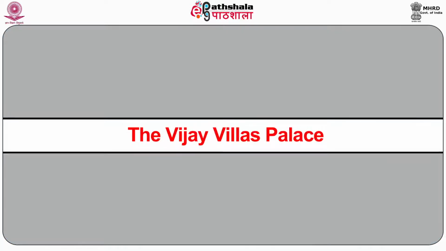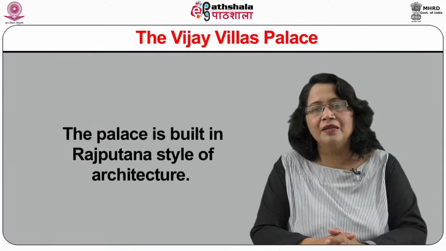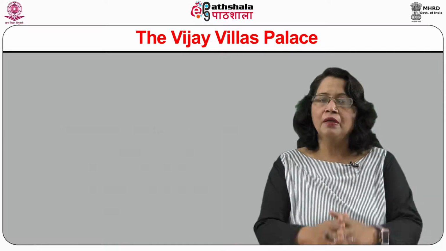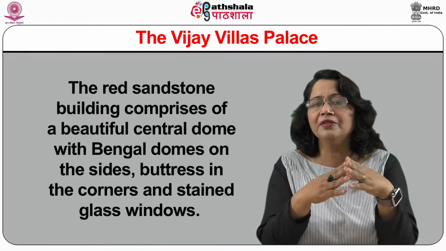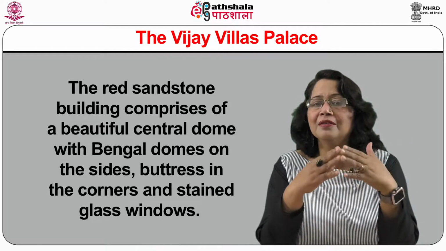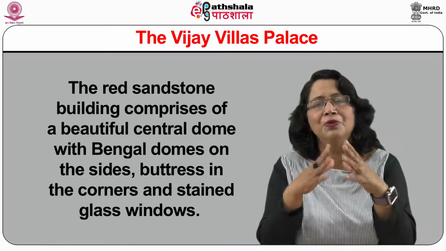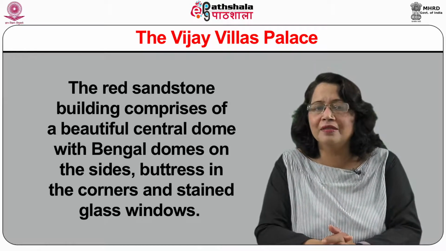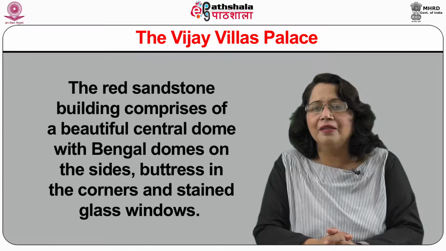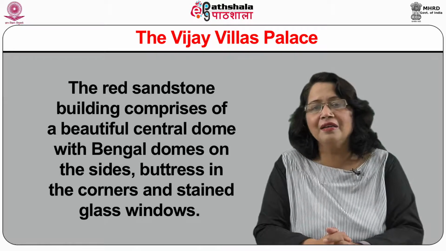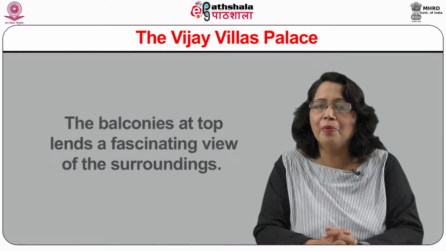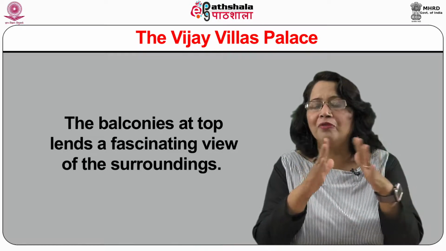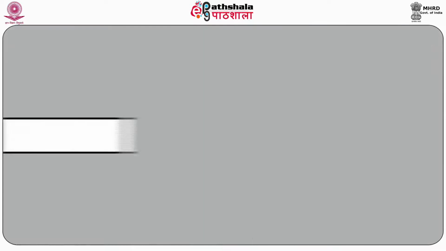The Vijay Vilas Palace. The palace is built in Rajputana style of architecture. The red sandstone building comprises a beautiful central dome with Bengal domes on the sides, buttresses in the corners and stained glass windows. The balconies at the top lend a fascinating view of the surroundings.